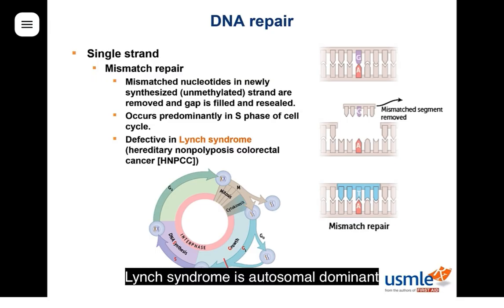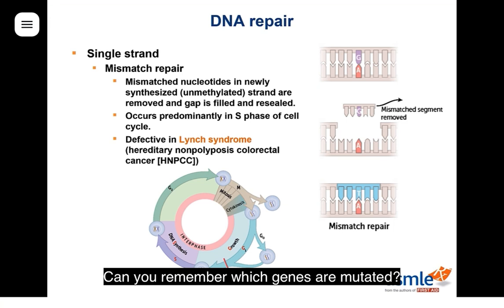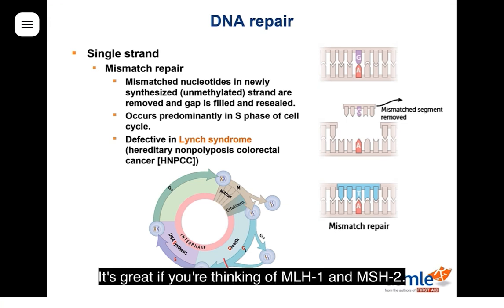Lynch syndrome is autosomal dominant and approximately 80% progresses to colorectal cancer. Can you remember which genes are mutated? It's great if you're thinking of MLH1 and MSH2.